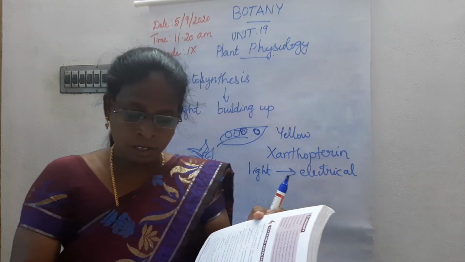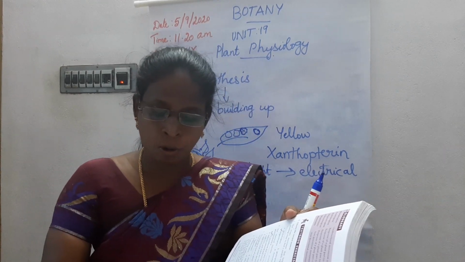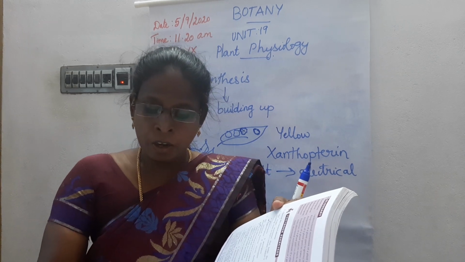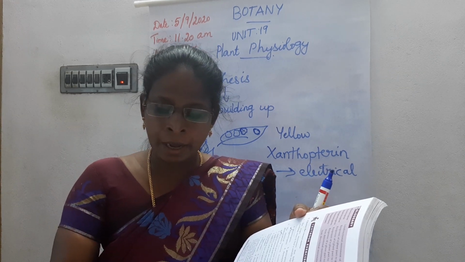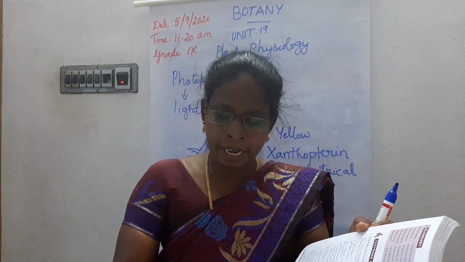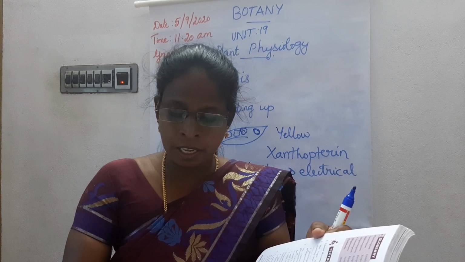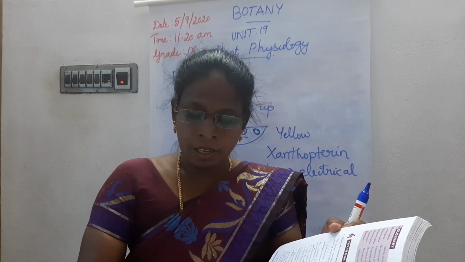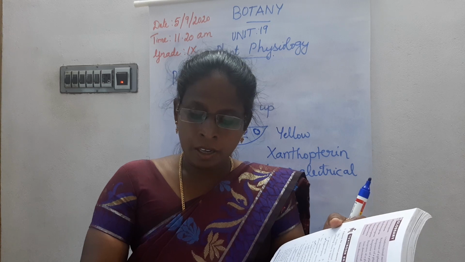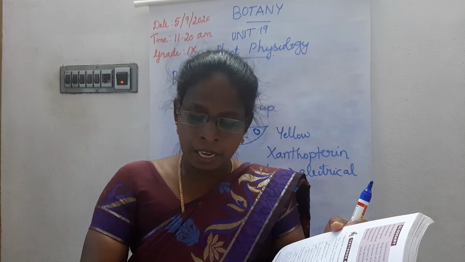Then fourth question, what is chlorophyll? So near the question you can write the answer. Chlorophyll is a green pigment present in the leaves.